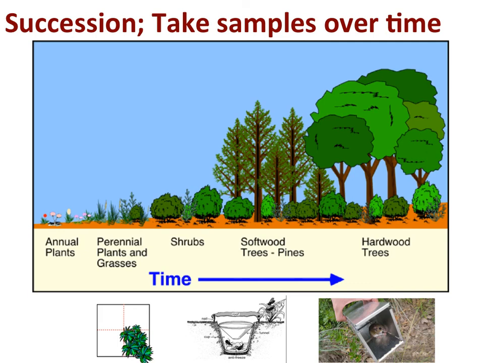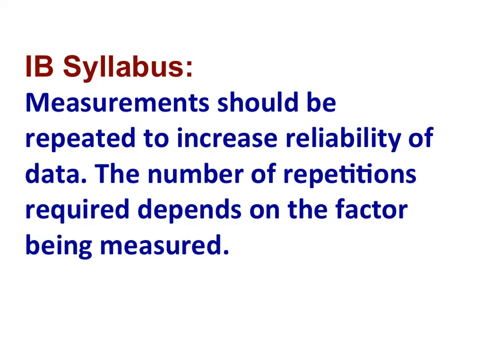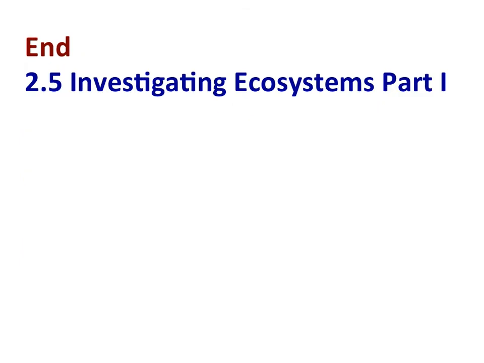Sampling could occur over time in one location to assess the impact of succession on the biotic and abiotic factors that change over time in succession. And remember, measurements should be repeated to increase the reliability of data. The number of repetitions required depends on the factor being measured. And that brings us to the end of Topic 2.5, Investigating Ecosystems, Part 1.